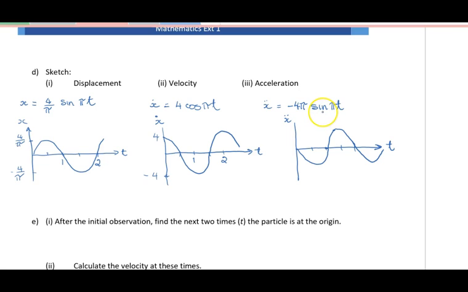Acceleration, very similar to, actually no, it's not, because it's a negative sign. So flip this or rotate it around the t-axis. Where it was positive it will now be negative, where it was negative it will now be positive, and so on. So we'll have it going as high as 4 pi and as low as minus 4 pi. It's always the number out the front. And again, its period's going to be 2. And there we have the graphs.